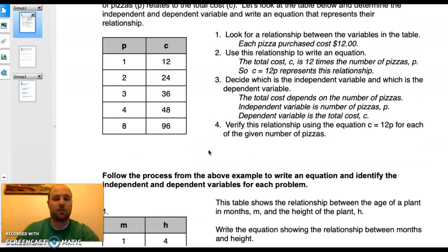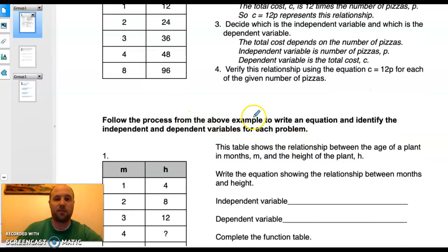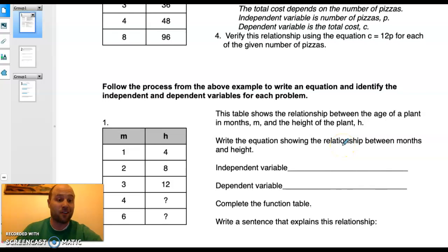So here's what I want you to do. For this one down here, it says follow the process from the above example to write an equation and identify the independent and dependent variables for each problem. We're going to do the exact same thing, except instead of it giving it to us, we're going to do it. Remember, we need to write an equation, and then we have to identify the independent and the dependent variables for each of these equations.